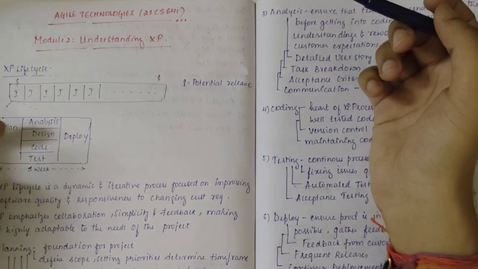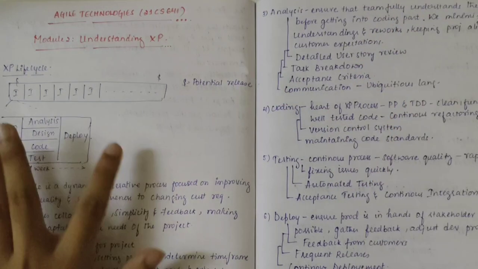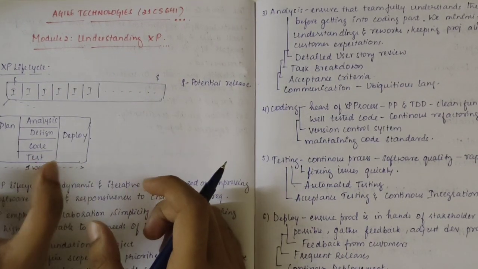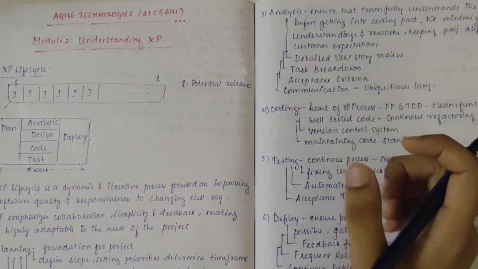The first one is plan, and then we have analysis, design, code and test. Along with that, we have deployment here. These are processes which happen iteratively. Each lifecycle occurs within a span of 1 week.